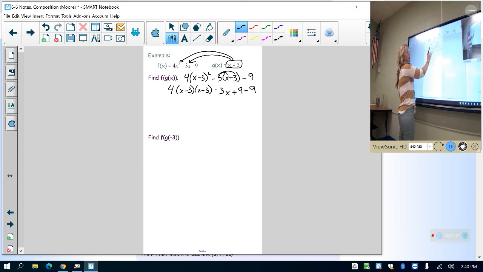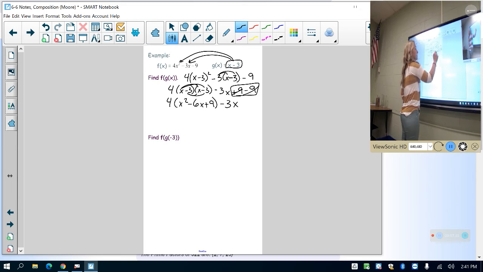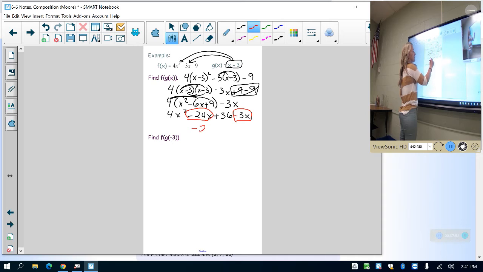And so now I'm going to FOIL. I have to get rid of all my multiplication first, so I'm going to go ahead and FOIL these. So I have x times x is x squared, minus 3x minus 3x is minus 6x, plus 9, minus 3x. And now I can go ahead and cancel these out since they're not in parentheses, plus 9 minus 9. And now distribute your 4. So I have 4x squared minus 24x plus 36 minus 3x. Combine like terms. 3x and 24x gives me negative 27x. So I have 4x squared minus 27x plus 36.